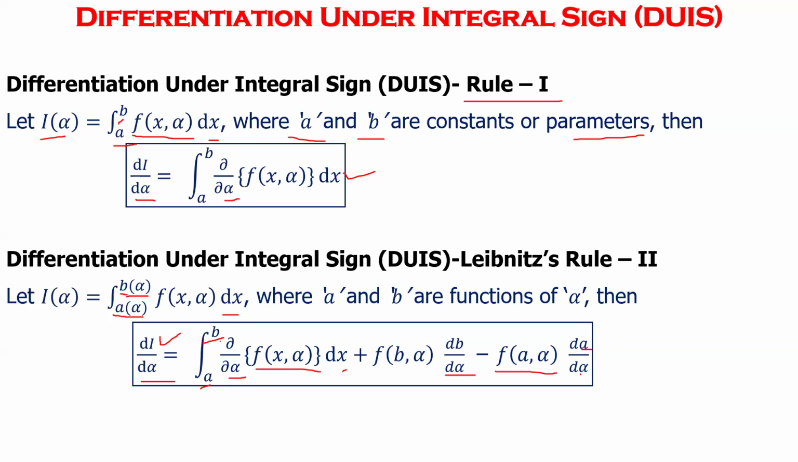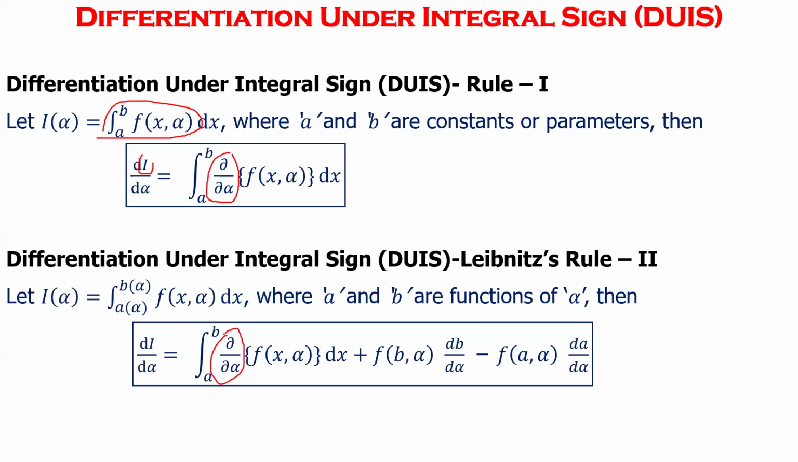So these are the two rules which are called differentiation under integral sign. Clearly here we are differentiating this I, but I is nothing but an integration. So now the derivative is used inside the integral sign. Therefore, it is called differentiation under integral sign.